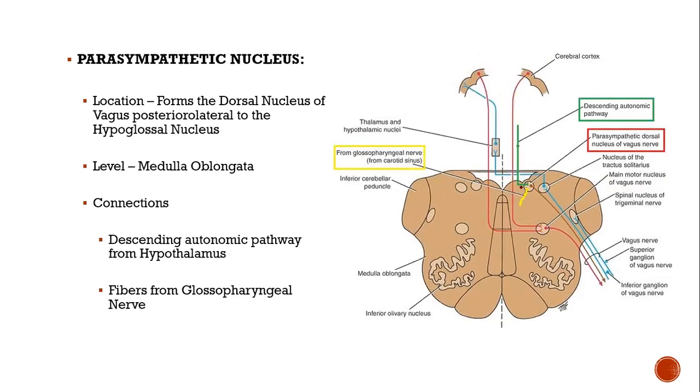Then we have the parasympathetic nucleus, which is present on the posterior aspect, also known as the dorsal nucleus of the vagus, and it is just posterolateral to the hypoglossal nucleus. You can clearly see it. And then it's connected to the autonomic pathway coming from the hypothalamus, and the fibers finally enter into the glossopharyngeal nerve. They are also connected together.